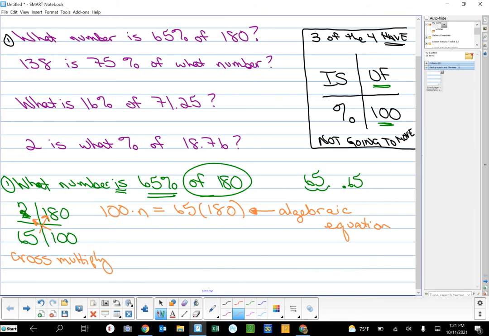Then you're going to solve like you would any other problem. And you would just divide both sides by 100. Right? So we could take this and divide by 100, divide by 100. You can slash a 0 off of here and then stick that in a calculator and you're going to get 117. And so what number is 65% of 180? Well, 117 is 65% of 180. So that's how that's going to work out.